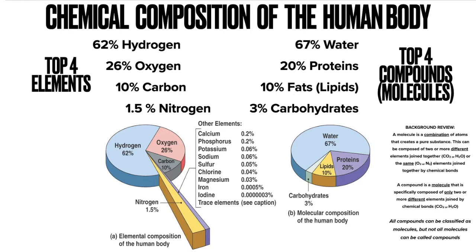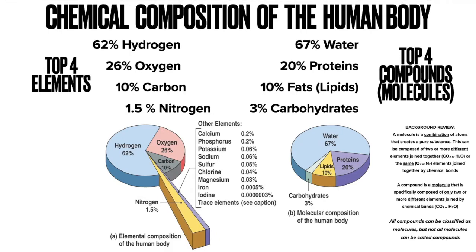So make sure you know the top four elements in order of the amount that is in your body. So hydrogen is 62%, oxygen 26%. That's one way you can remember it. They're kind of flipped, 62 and 26. And then carbon is 10% and nitrogen is 1.5%. Other elements besides those four include calcium, phosphorus, potassium, sodium. So we'll be looking at those in the next couple chapters.